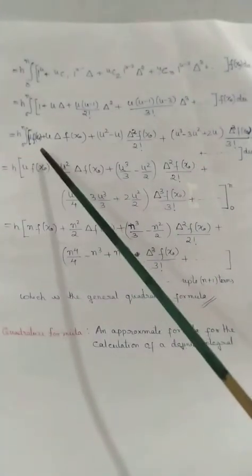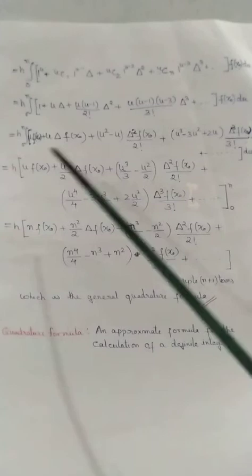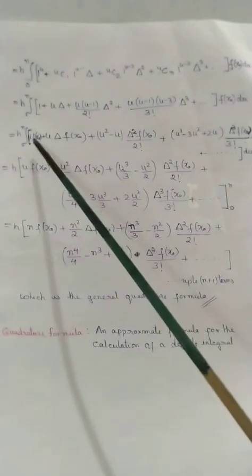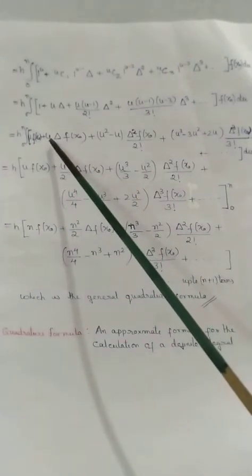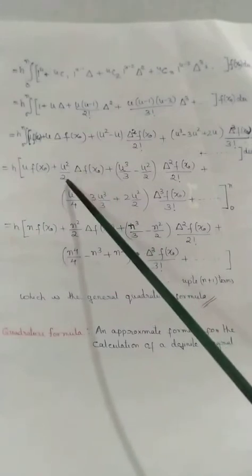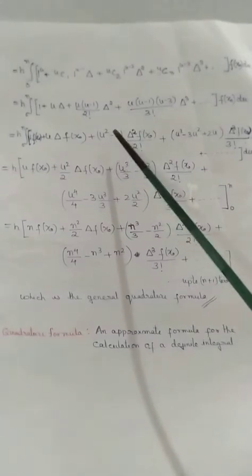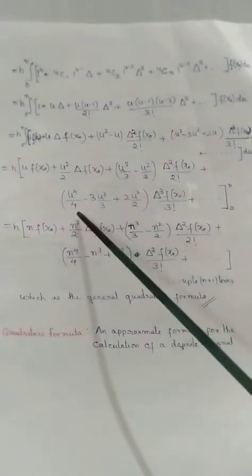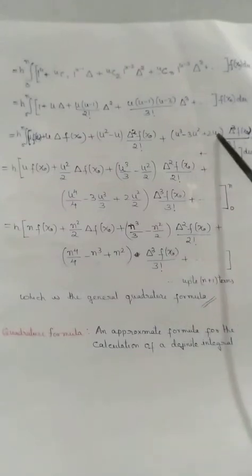Now we need to integrate this with respect to u. So wherever 1 is there, it will become u. So 1 f(x0), integration of this with respect to u, 1 will become u. Here u is increased by 1, so it will be u^2/2. We are integrating with respect to u, so this will become u^3/3, u^2/2, u^4/4, 3u^3/3 plus 2u^2/2.